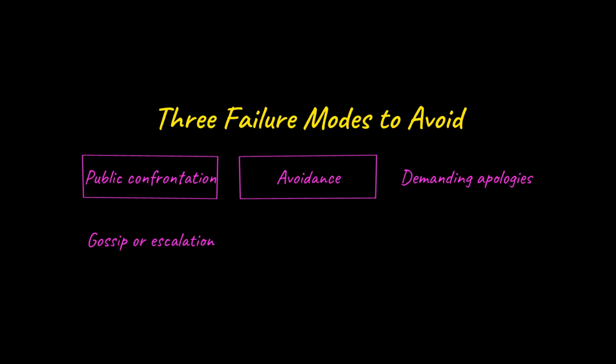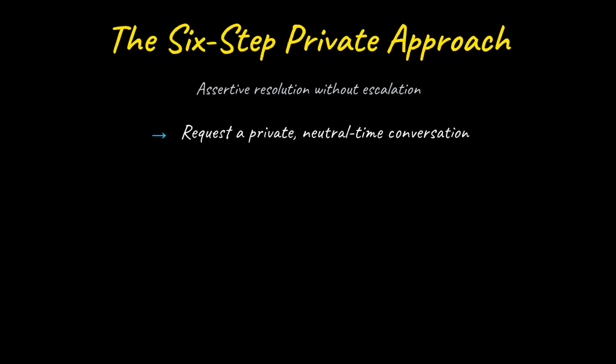Demanding apologies focuses on winning, not fixing. All three failure modes are predictable, and all three are avoidable with the right structure. The structured approach unfolds in 6 steps.